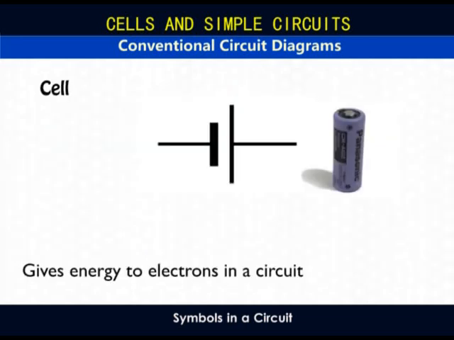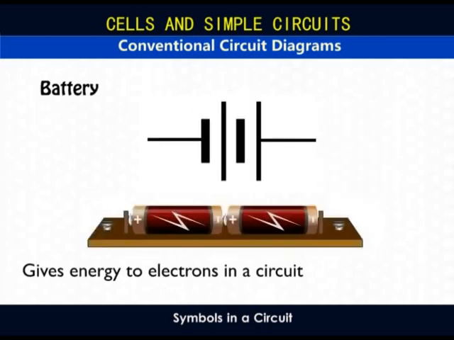This is the conventional symbol for a cell. A cell gives energy to electrons in a circuit. The thick, short line indicates the negative terminal, and the longer, thin line shows the positive terminal. This is a single cell. When you have more than one cell, then it's a battery. This symbol indicates a battery made up of 2 cells. So your torch has 2 cells and not 2 batteries.